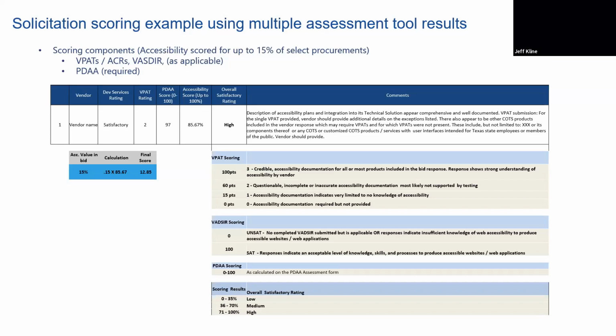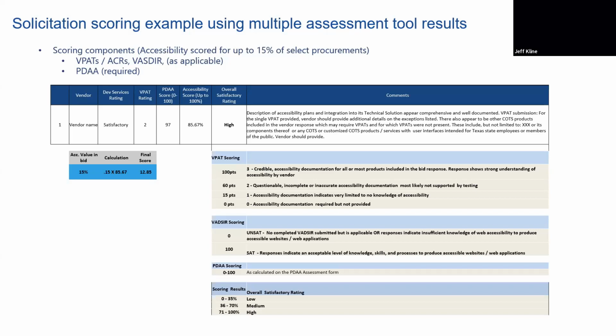And then the development services, that is either SAT or unsat, and based on how they completed that, developed the VASR form. So then you take that, now that you've assigned all these, you've got percentages in there, and let's say that this scoring is up to 15% of the procurement. So if you look across here, you've got a satisfactory dev services is 100 points. The VPAT rating is 60 points. The VPAT score is 97.